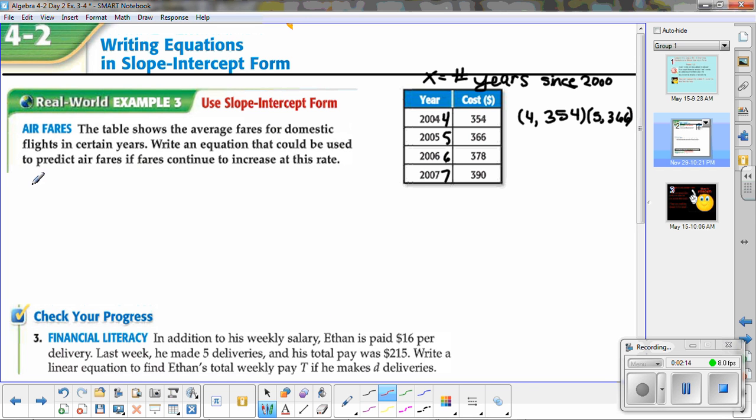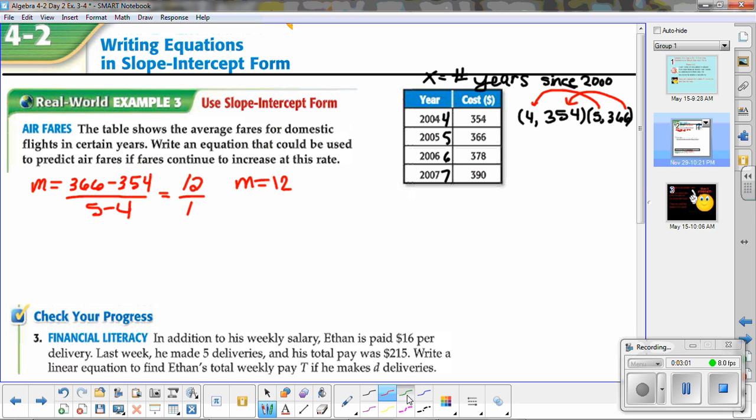So when I go to find the slope, remember it's y2 minus y1. So 366 minus 354 over x2 minus x1, so over 5 minus 4. So 366 minus 354, that's going to equal 12. And then 5 minus 4 equals 1. So our slope, or m, is equal to 12.